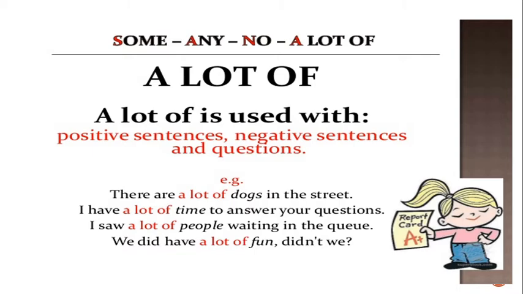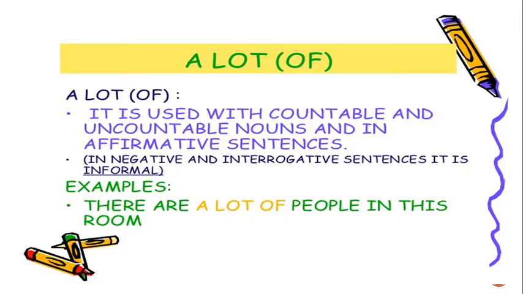Where to use a lot of? A lot of is used with positive sentences, negative sentences and questions. There are a lot of dogs in the street. You have a lot of time to answer your questions. I saw a lot of people waiting in the queue. So a lot of is used with countable and uncountable nouns in affirmative sentences. Affirmative means positive sentences. In negative and interrogative sentences, it becomes informal.